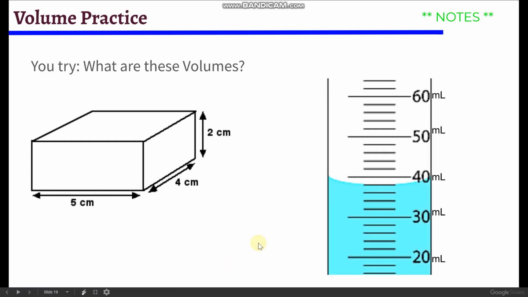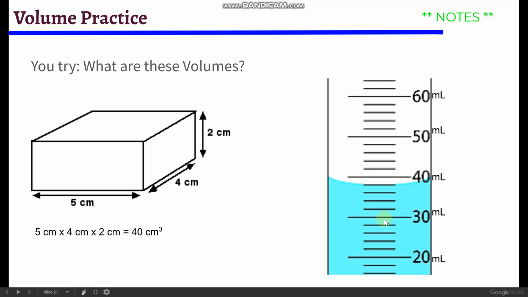Okay, let's go through some practice problems. Practice problem 1, you're going to try to find the volume of this box. So go ahead, take a minute and try to do that, and then I'll show you what the answer is in just a second. To solve this, you're going to take 5 centimeters times 4 centimeters times 2 centimeters. 5 times 4 is 20, times 2 is 40, and then remember that this is centimeters cubed.